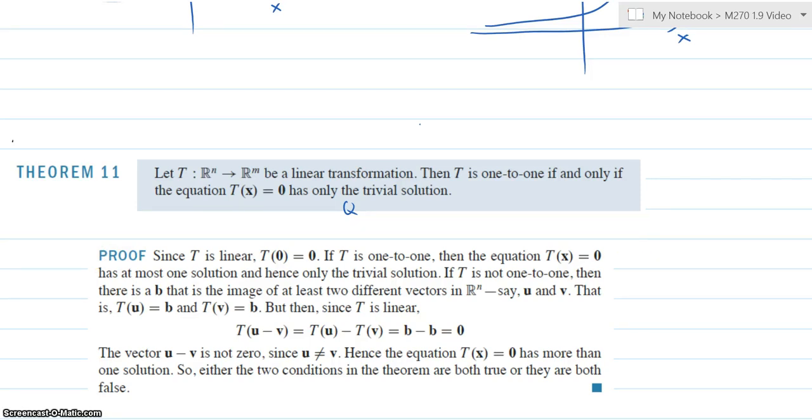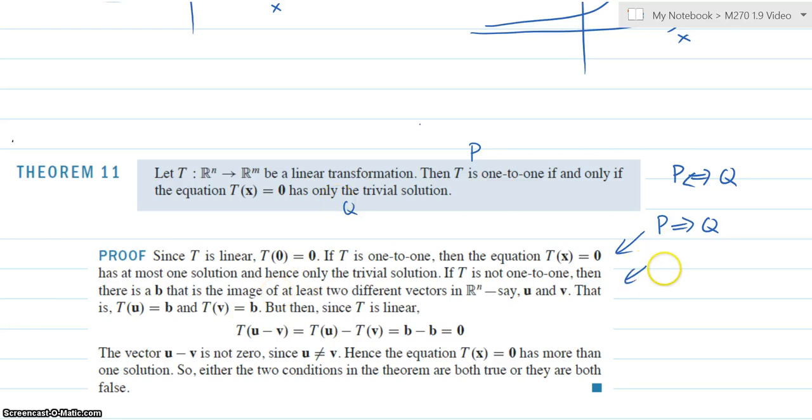What they're doing here is showing that if and only if means P if and only if Q. And so the first part they show is P implies Q. This is our P, and that's our Q. So if T is one-to-one, that is the P. And it says since T is linear, we know T of 0 equals 0. Then since it is one-to-one, the equation only has one solution, hence only the trivial solution.